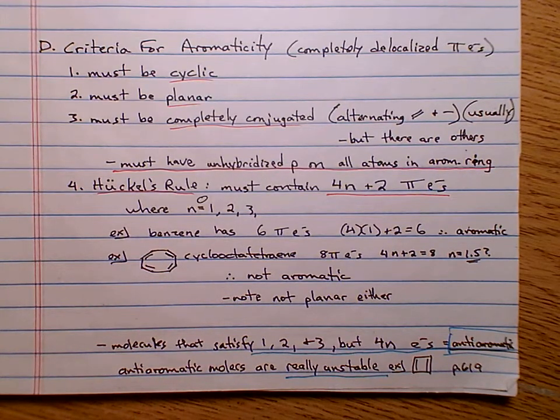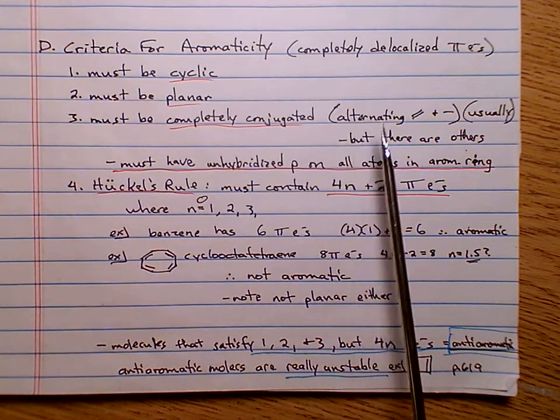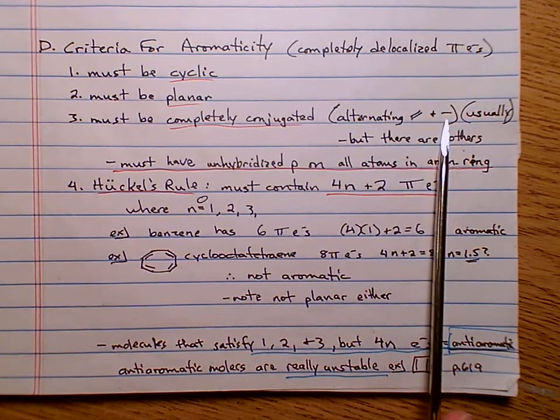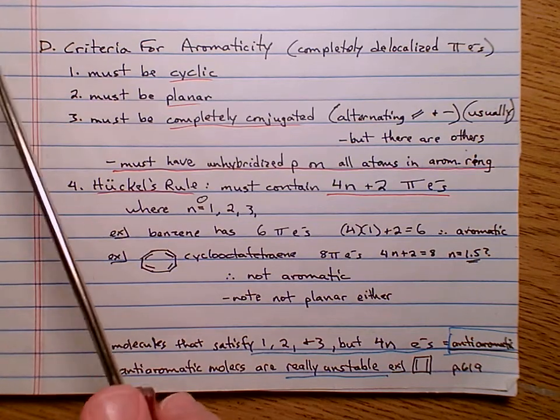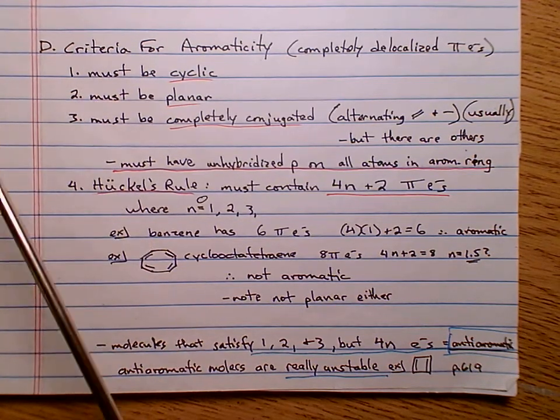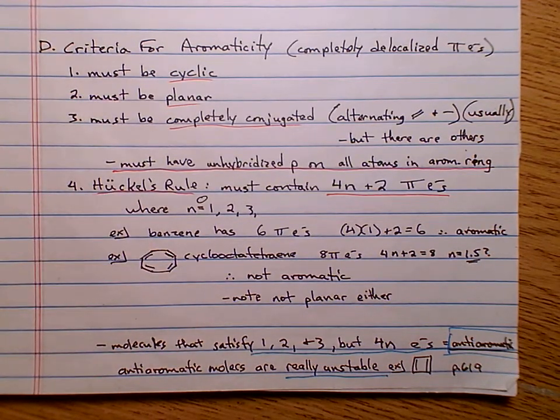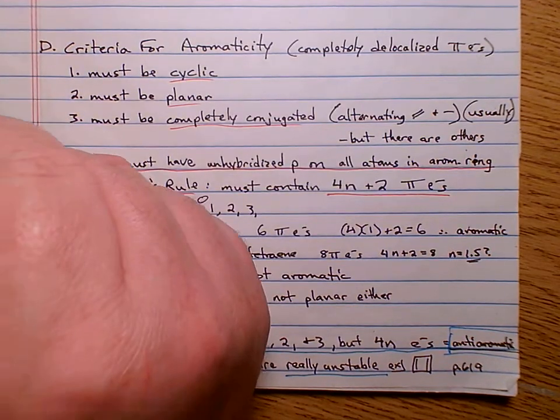Now, there's an easy way to tell in some molecules about completely conjugated, but it only gets us halfway there. If you see it has alternating double and single bonds, so as you go around the ring, you can say single, double, single, double, single, double, single, double. So you can just keep going, single, double, yeah. Then it is completely conjugated.